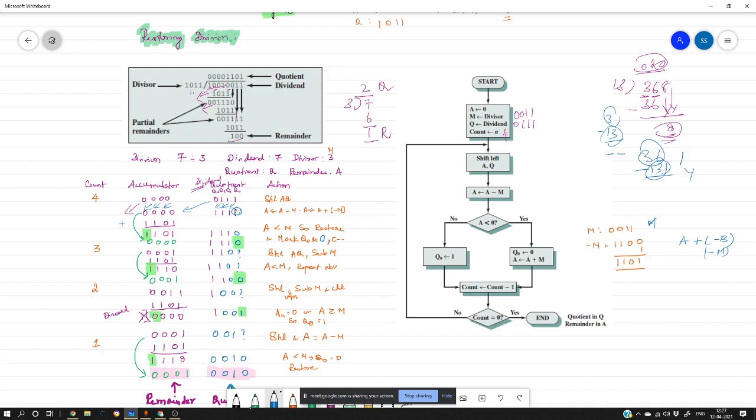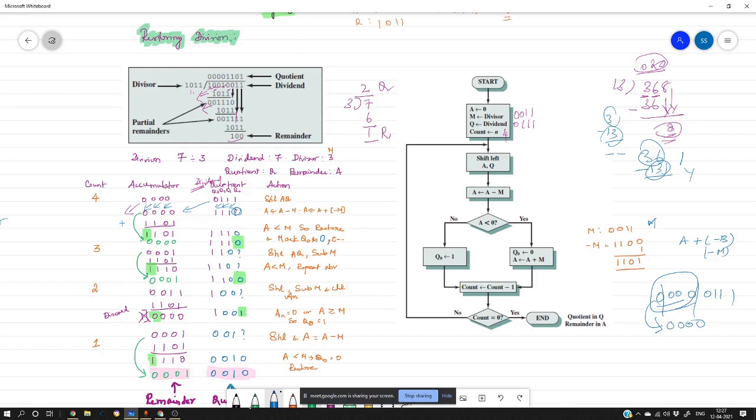Now the dividend is assumed to be 0, 0, 0, 0, 0, 1, 1, 1. I consider this part. No, it is not divisible, right? So I have just restored it. I have taken this value again into the accumulator. Okay, I hope this is clear.